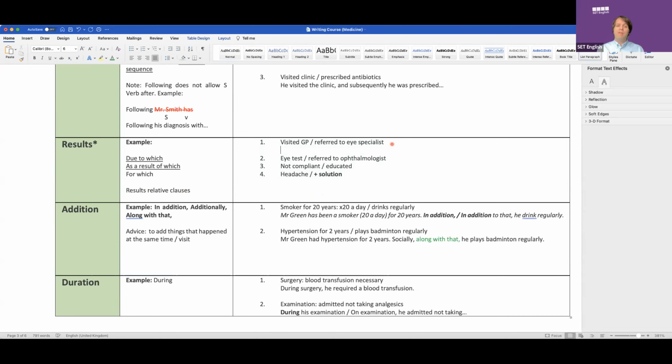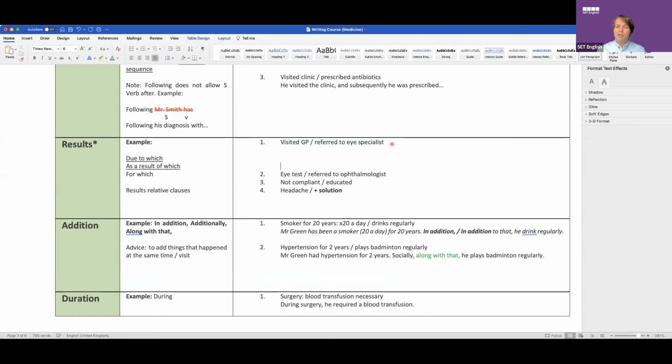So what about this one here? Visited GP, referred to eye specialist. Where's the result? Which is the result? Referred to eye specialist. So I could say, Mr. Green visited his GP. Let me just ask Usha or Mirella, what do I say next? Look at this one. Due to... Okay. So he visits GP. Due to which, or if you want, as a result of which.